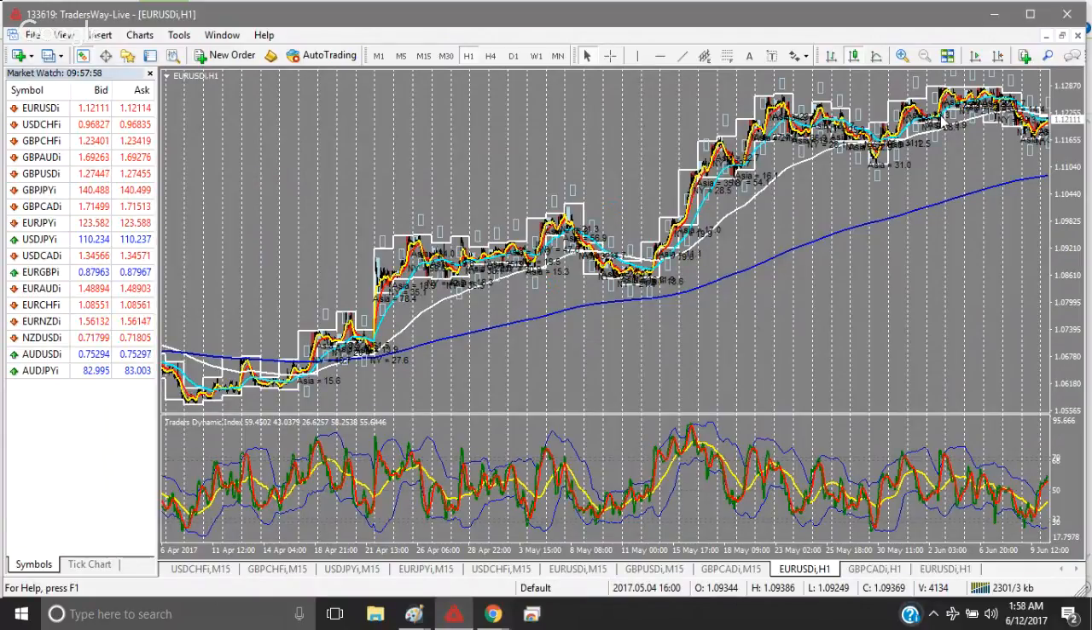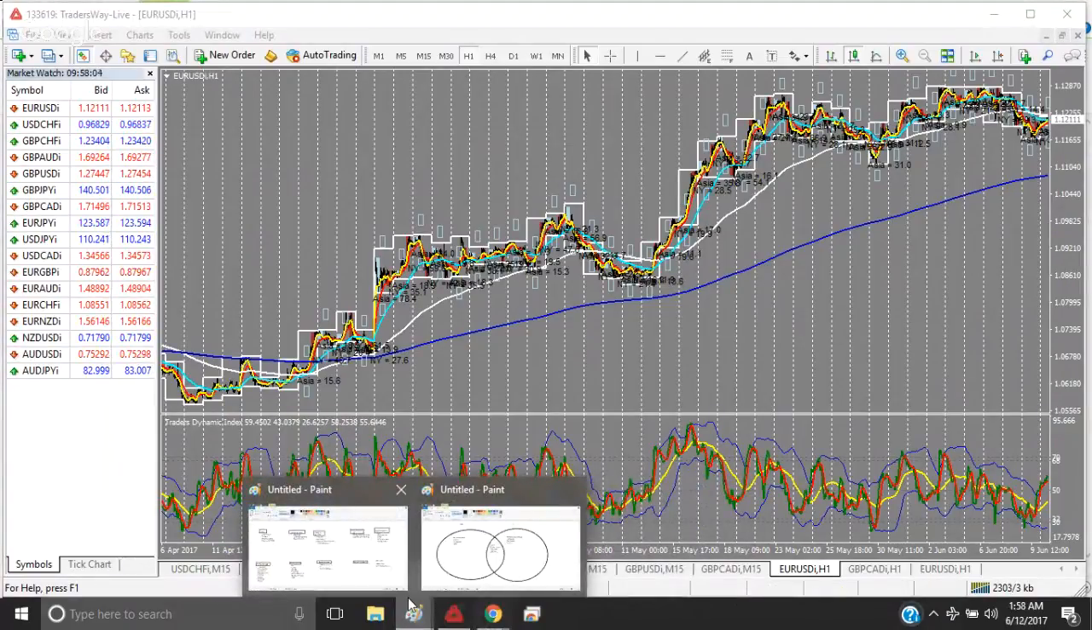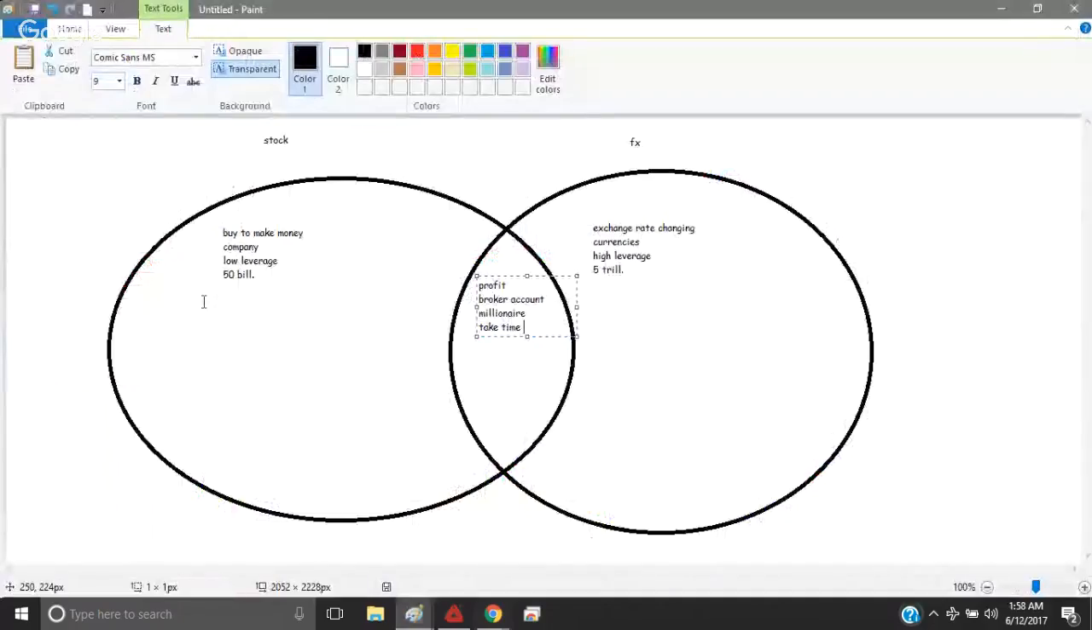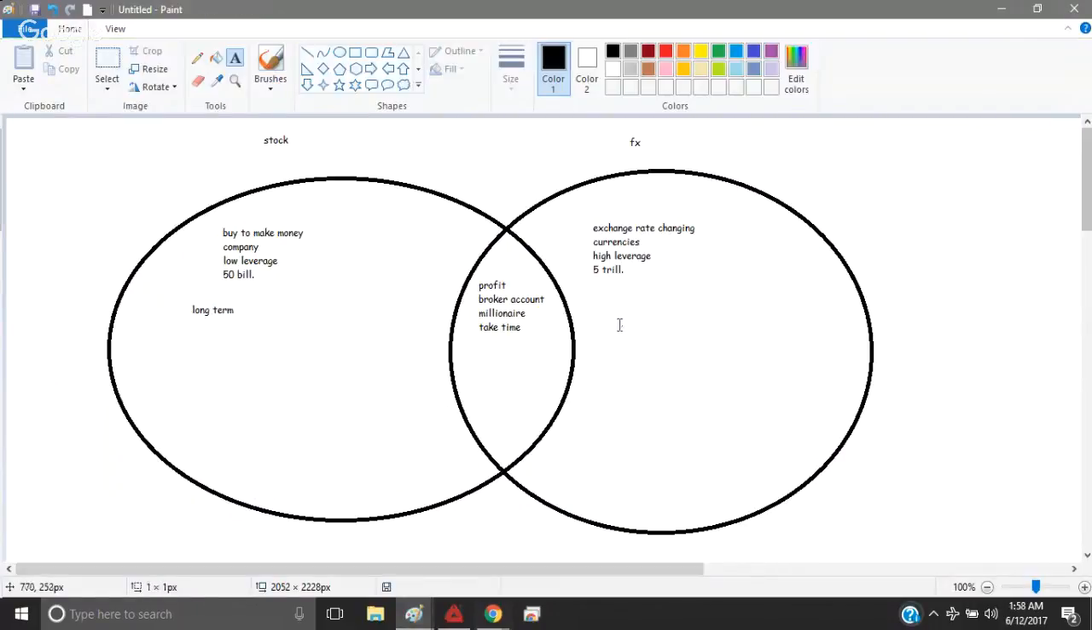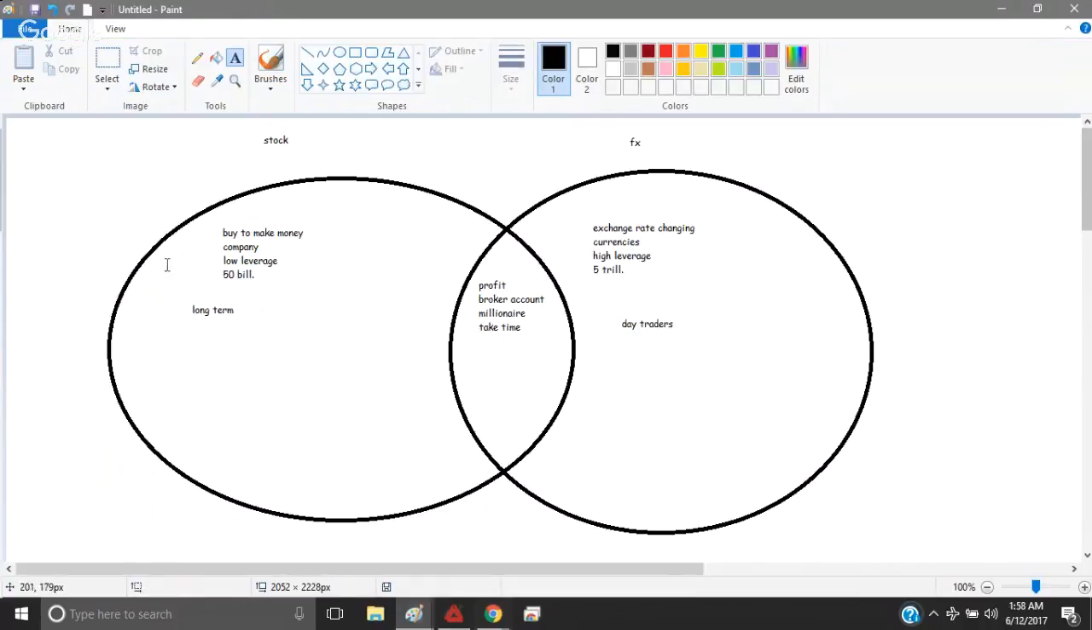Let's go back, what's the difference that you might notice? A lot of people who get into stocks are looking to trade long term. A lot of people who get into the foreign exchange market are looking to become day traders. And there's a very big difference between a day trader and someone who's looking to hold a trade for long term. This is not every single stock trader, but the majority of stock traders are looking to hold their trade to have a profit off of that stock.